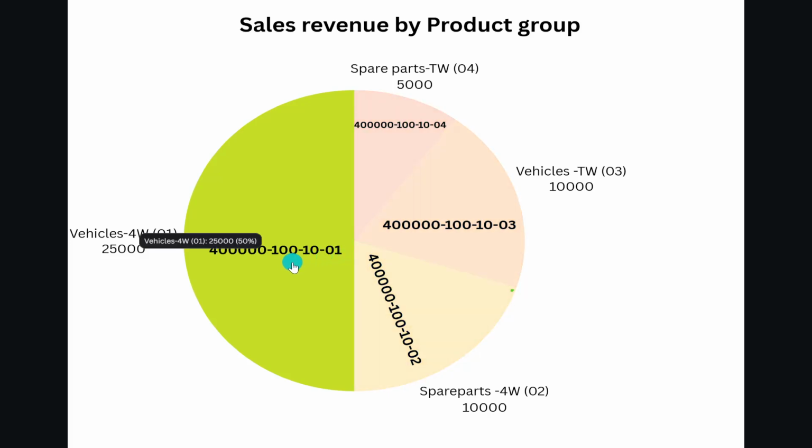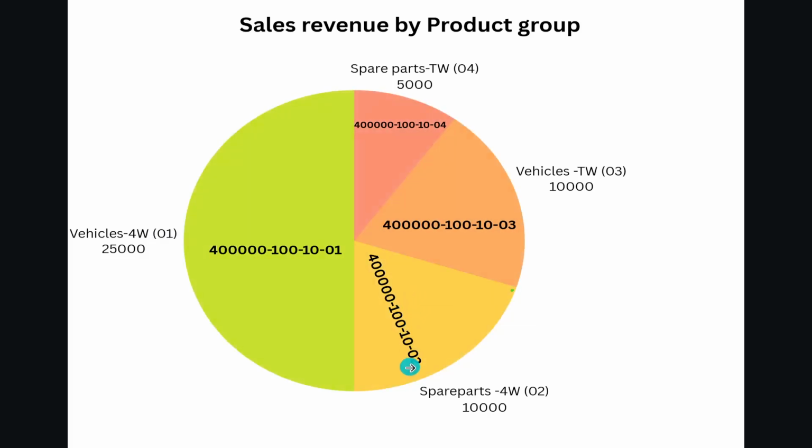Okay, now look at it. Earlier it was 400, 110. Now I added one more segment called 01. What is 01 here? 01 indicates it is four-wheeler sales for Delhi. I have given a code called 01 for four-wheeler sales, and I'm recording 25,000 against that.